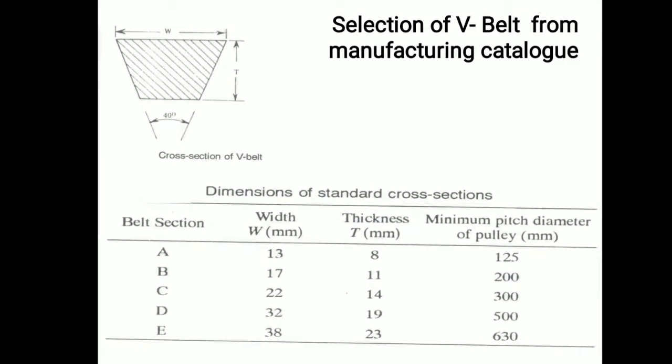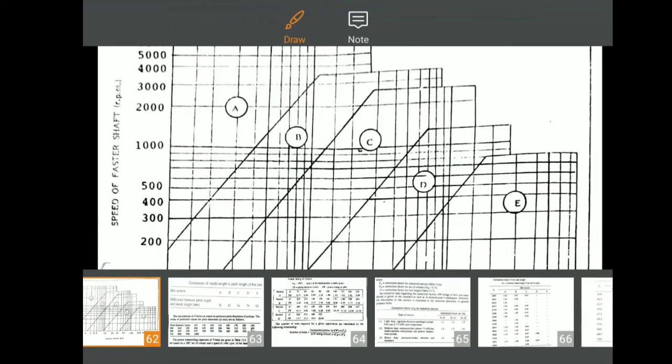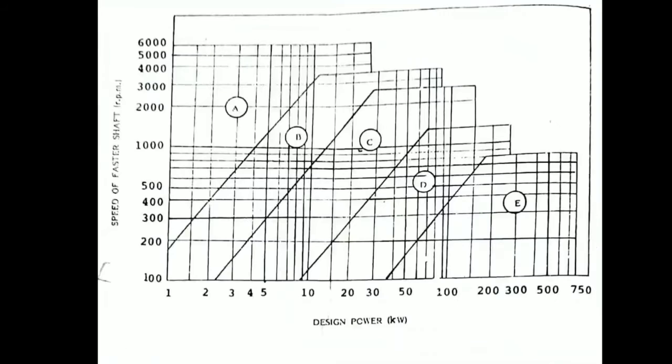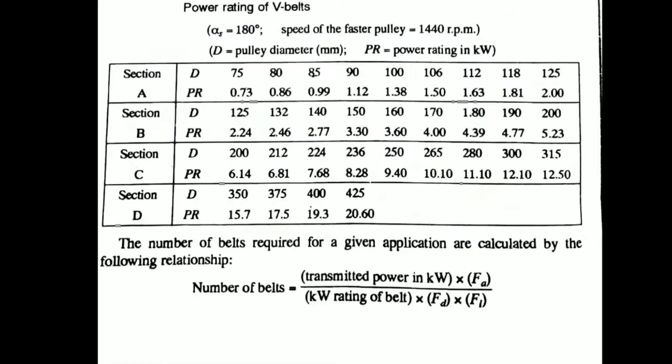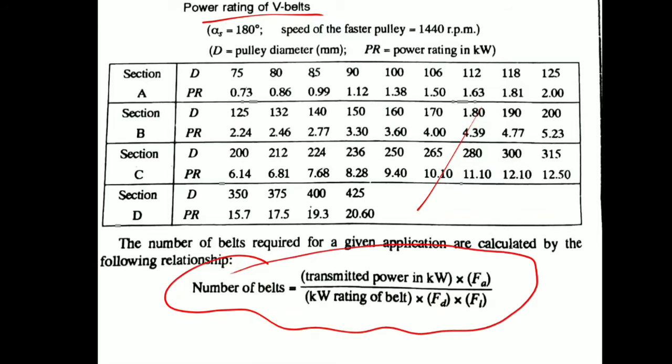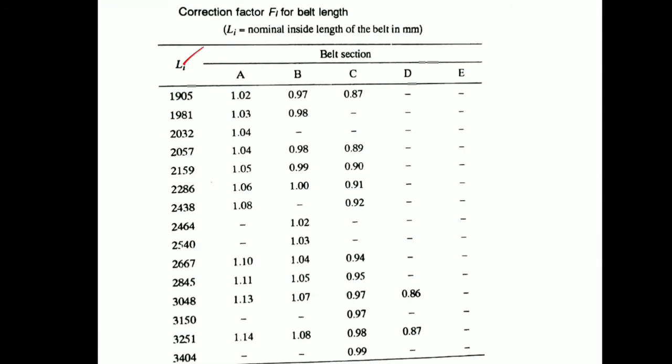I hope you understood last session, that is the selection procedure of V-belt from the manufacturer's catalog. So we have seen all the charts. I'll just revise this. We have seen the belt section selection, then what value we need to select for inside length, then pitch diameters of the pulley, and the power rating factor we can select from this graph. This will be the only equation to calculate the number of belts. Selection of the chart, FA, inside length.